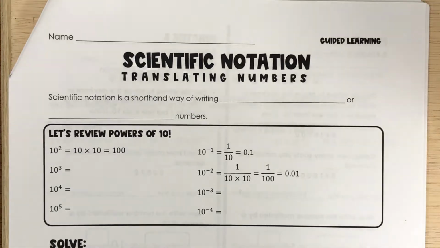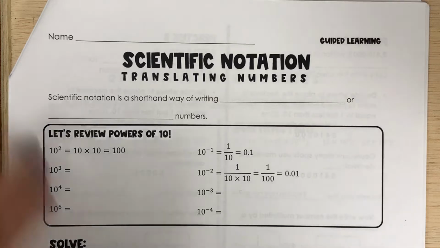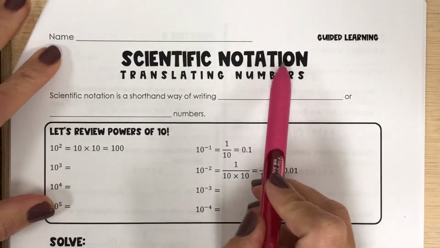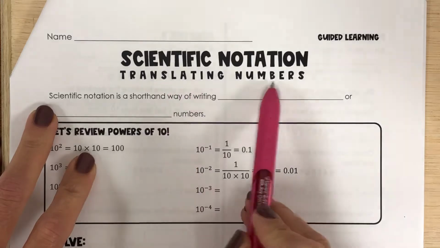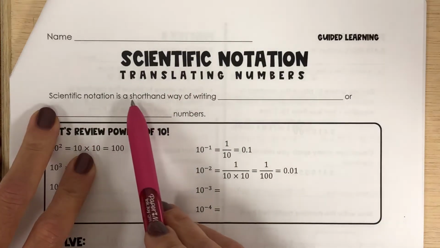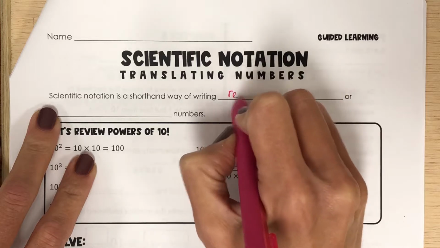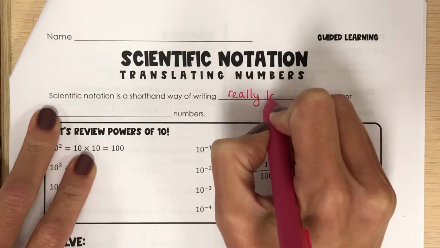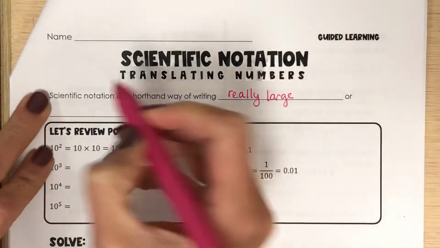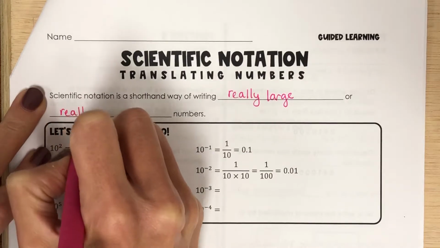Right, we're going to talk about scientific notation. It is a way of showing numbers using exponents, and it's an 8th grade standard for Minnesota. So scientific notation, we like to translate numbers. Scientific notation is a shorthand. It's a quick way of writing really big numbers, so really large numbers, or really small numbers.